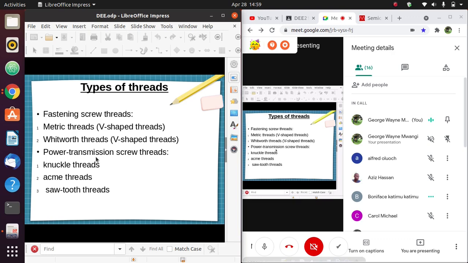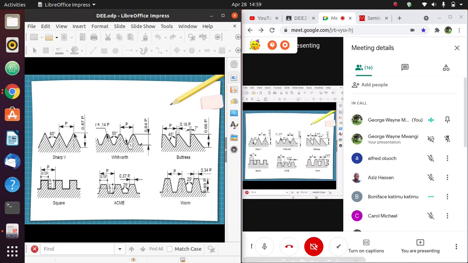You can see the thread angle, the V threads, the Whitworth. It is V, yes, but the thread angle is less. The root ya hii ni sharp. Hii nayo ni a bit kama valley. We have buttress, acme, square, worm. Sana zinatumika for these last four. Buttress, square, Acme, and Worm are used for power transmission. These we use for fastening purposes.